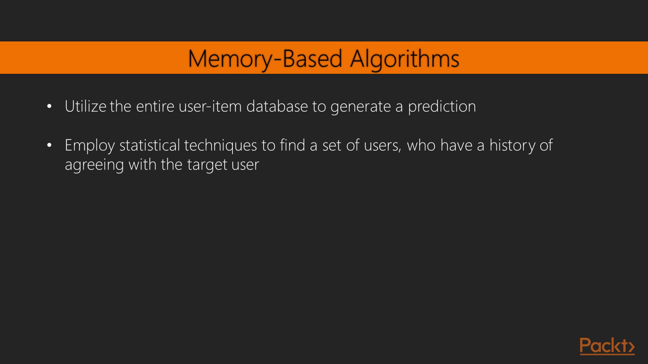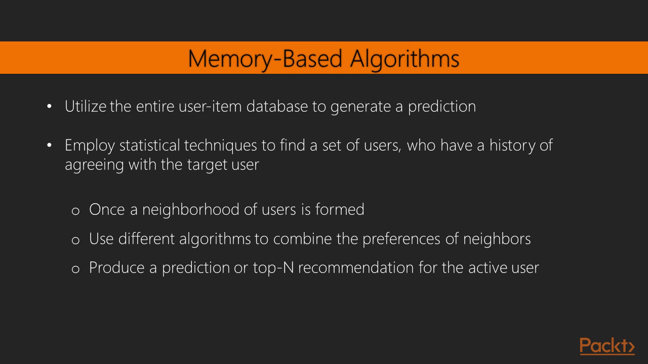These systems employ statistical techniques to find a set of users, known as neighbors, who have a history of agreeing with the target user. That is, they either rate the same items similarly, or they tend to buy similar sets of items. Once a neighborhood of users is formed, these systems use different algorithms to combine the preferences of neighbors to produce a prediction, or top-N recommendation for the active user. The techniques, also known as nearest neighbor or user-based collaborative filtering, are very popular and widely used in practice.